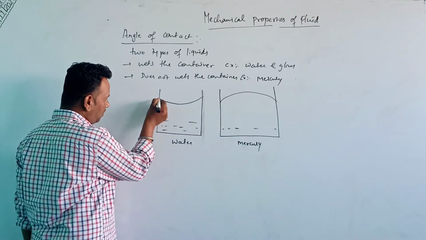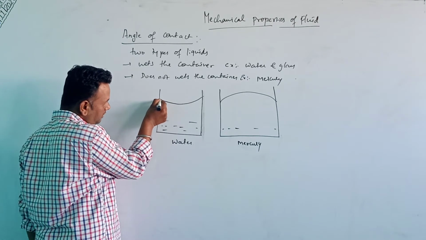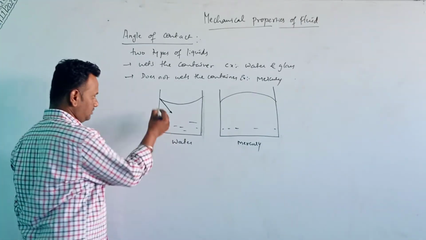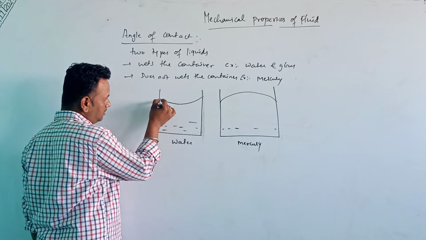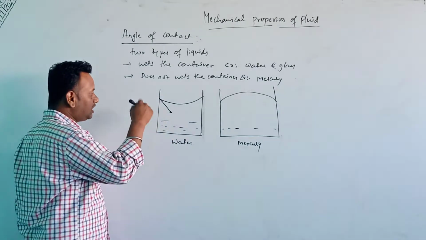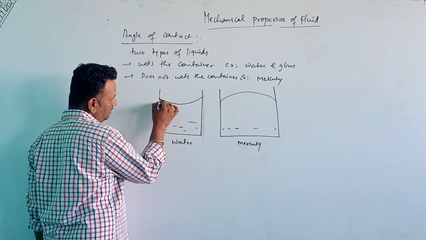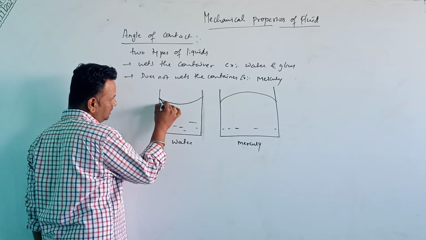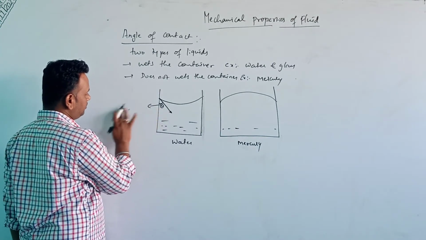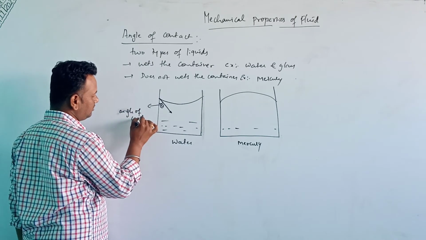Now if I draw a line from the point of contact, a tangent line from the point of contact on the solid surface, the angle between the solid surface and the liquid, this angle theta, is called the angle of contact.